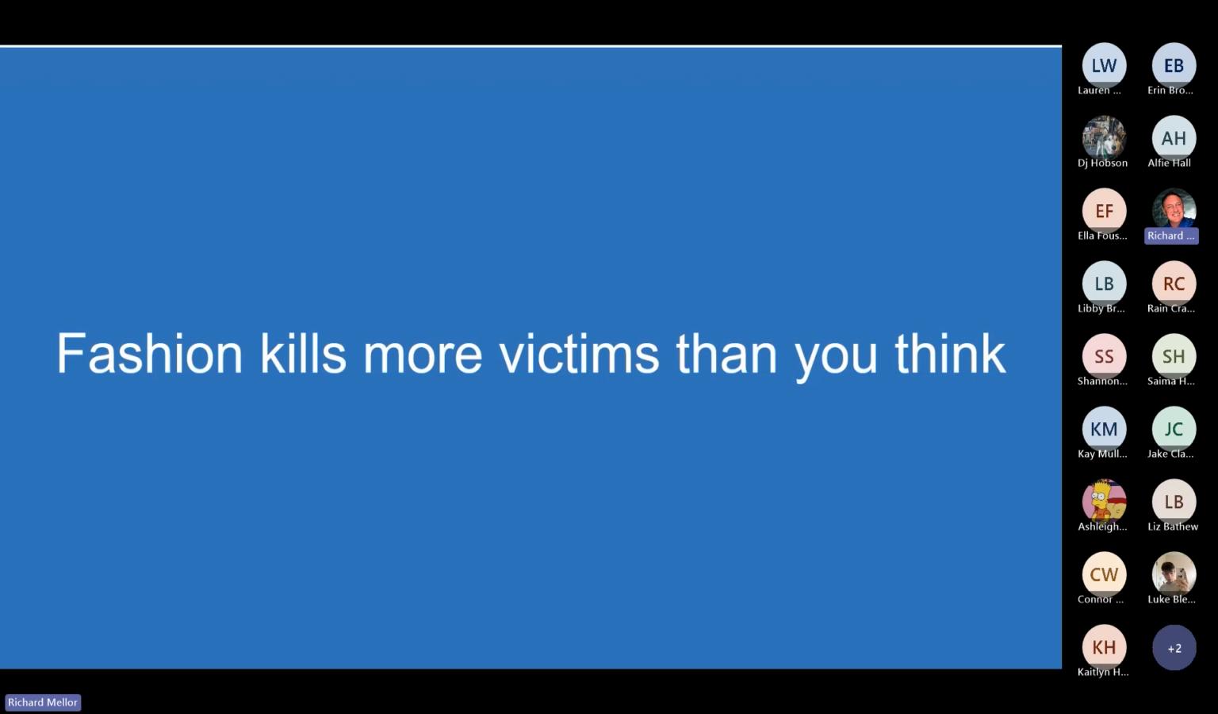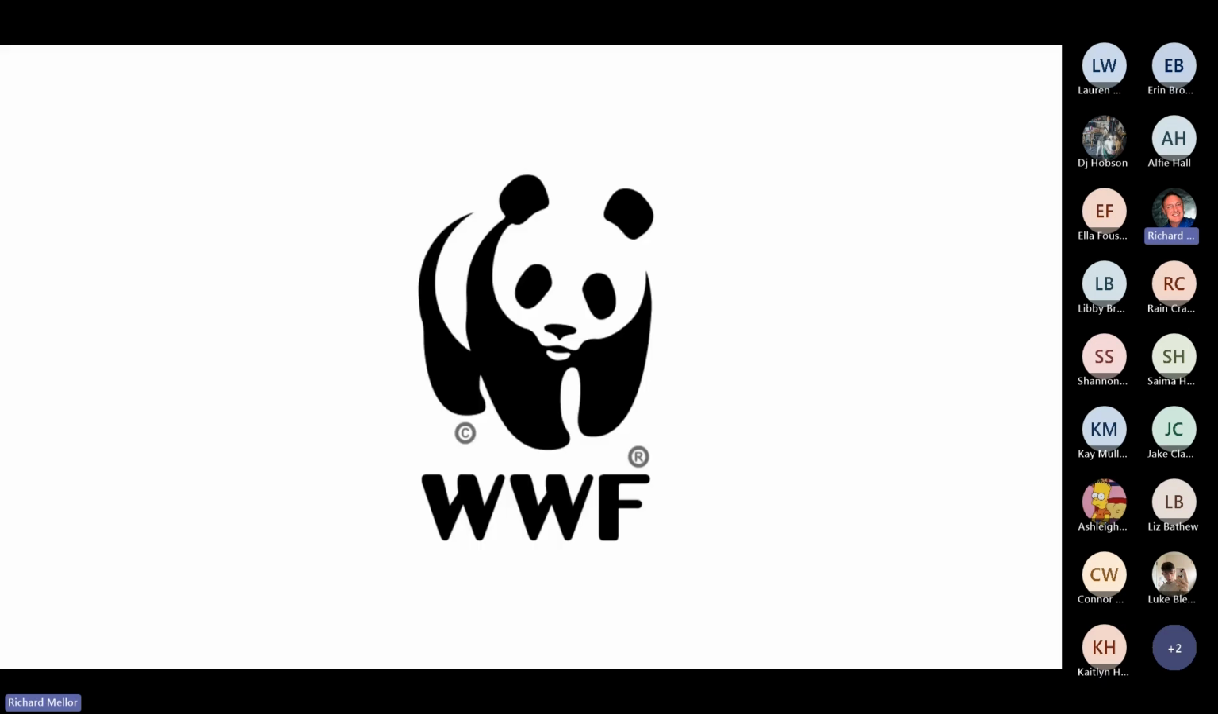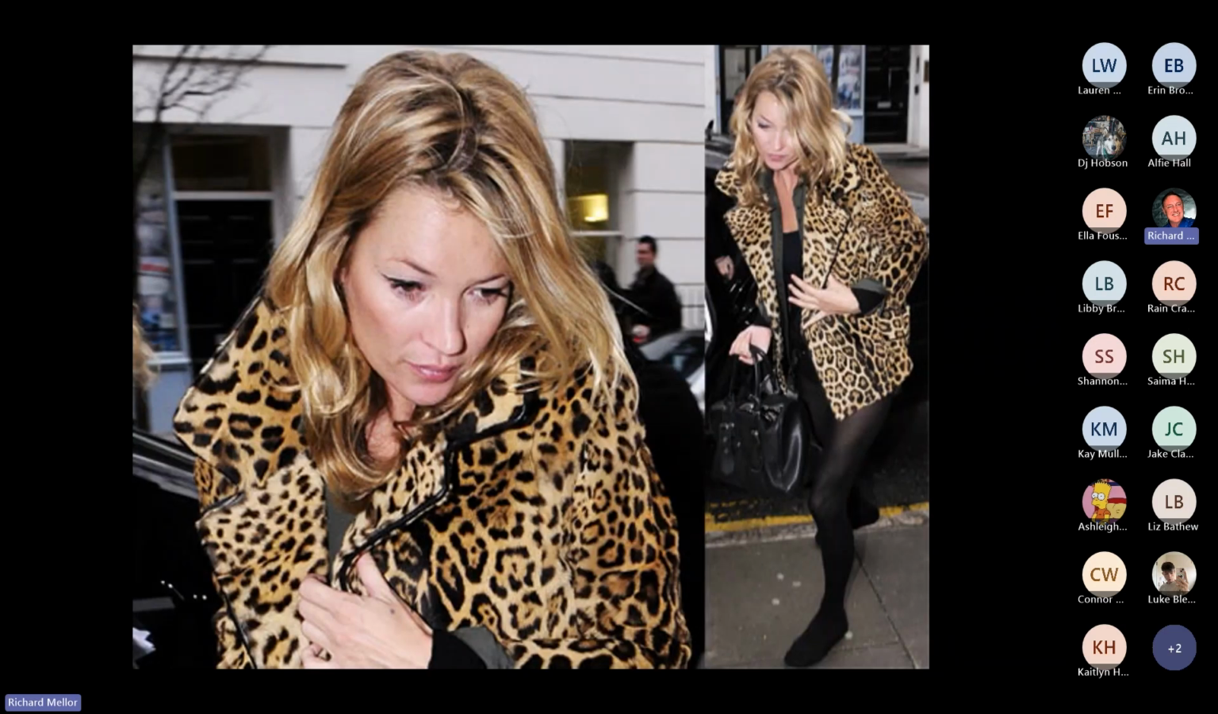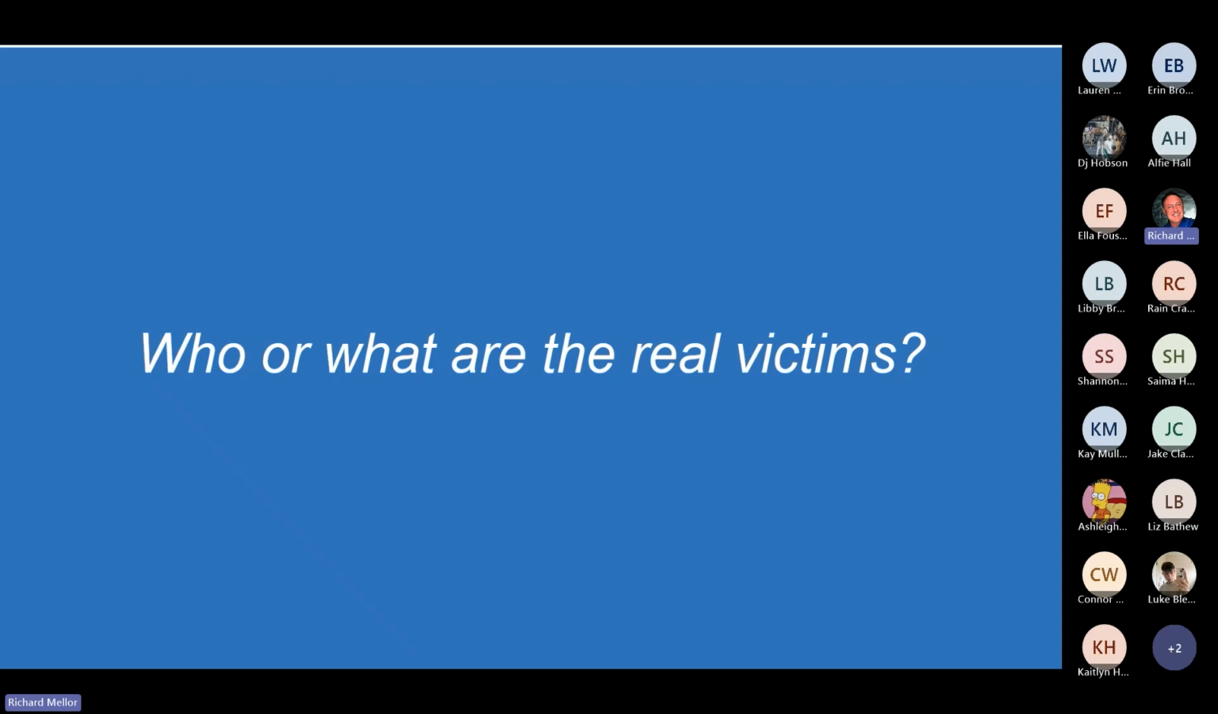So let's now think not product, but a campaign to advocate towards something that we care about. Let's address the issue that fashion kills more victims than you might think. And what can we do about it? And what do we have to play with? So this is a campaign put out by the World Wildlife Fund. And they want to raise awareness of the consequences of the fashion industry and its impact on wildlife. But who or what are the real victims?